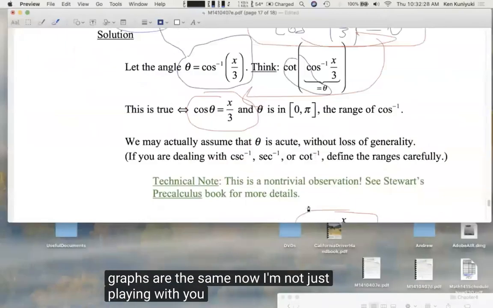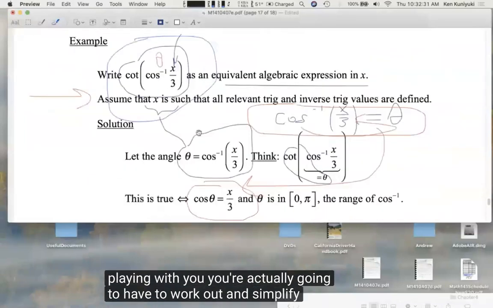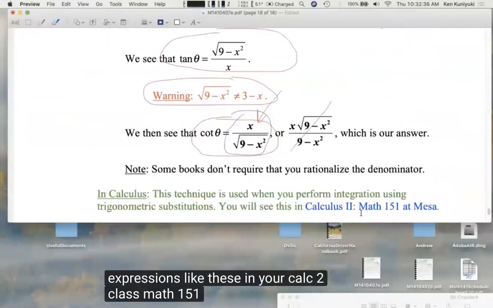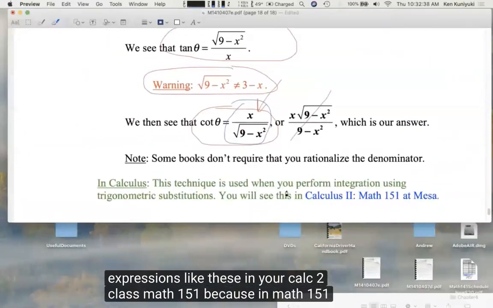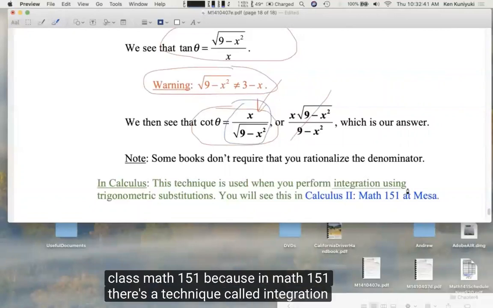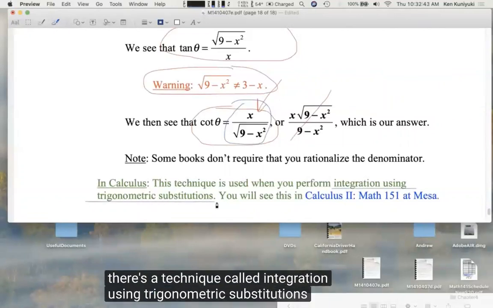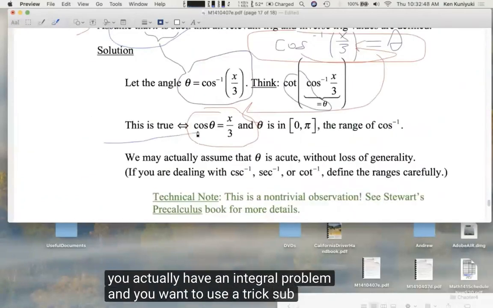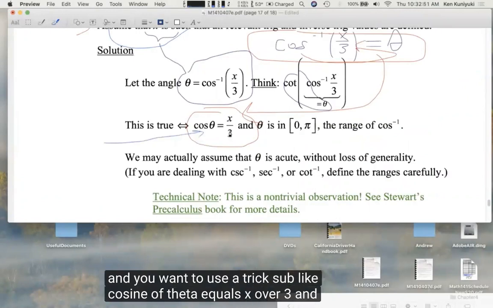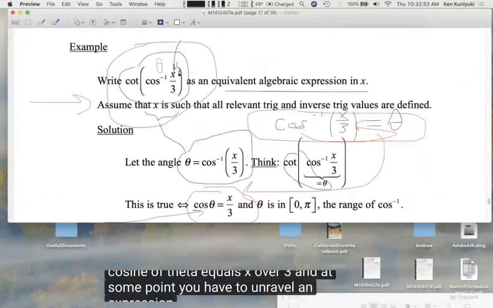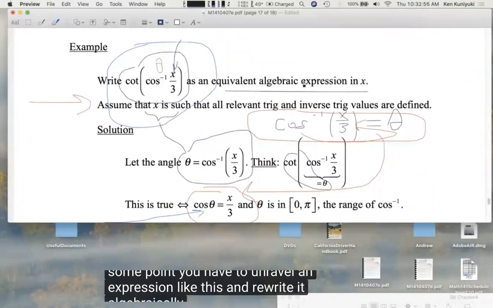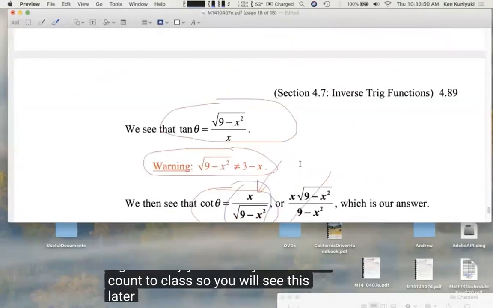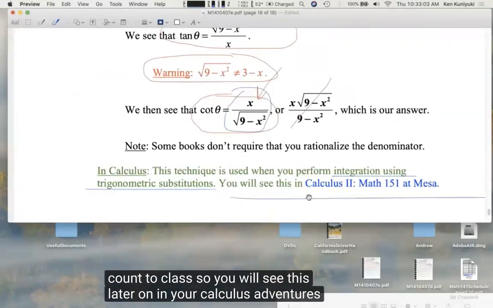Now, I'm not just playing with you. You're actually going to have to work out and simplify expressions like these in your Calc 2 class, Math 151. Because in Math 151, there's a technique called integration using trigonometric substitutions, where you actually have an integral problem and you want to use a trig sub like cosine of theta equals x over 3. And at some point, you have to unravel an expression like this and rewrite it algebraically. You actually do that in a Calc 2 class. So you will see this later on in your calculus adventures.